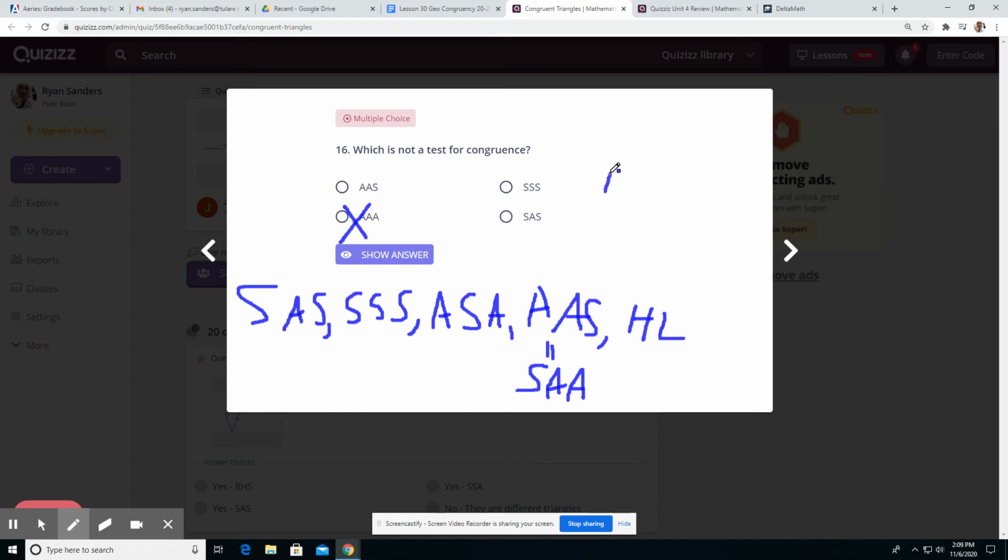Also, if you get ASS, that's not one either. That's not one of these. So ASS is the same thing as SSA. So those two are no good. There's no ASS in here, all right? So no triple A's, no double A's, no ASS.